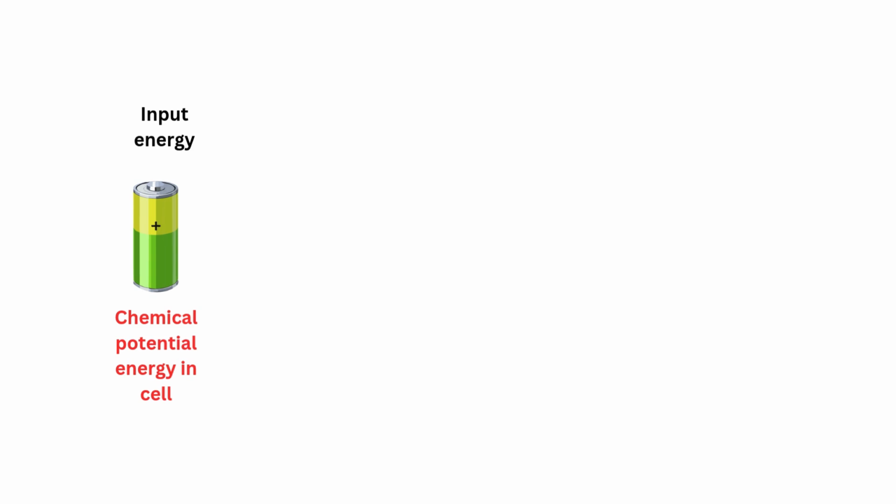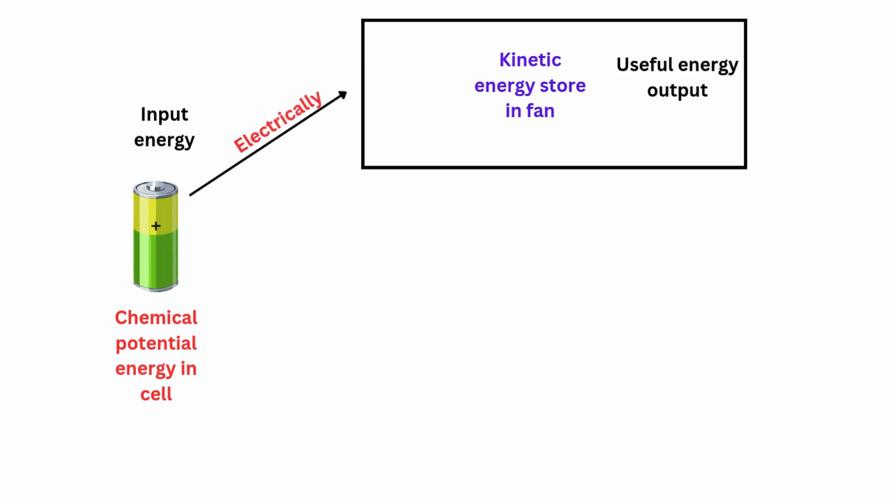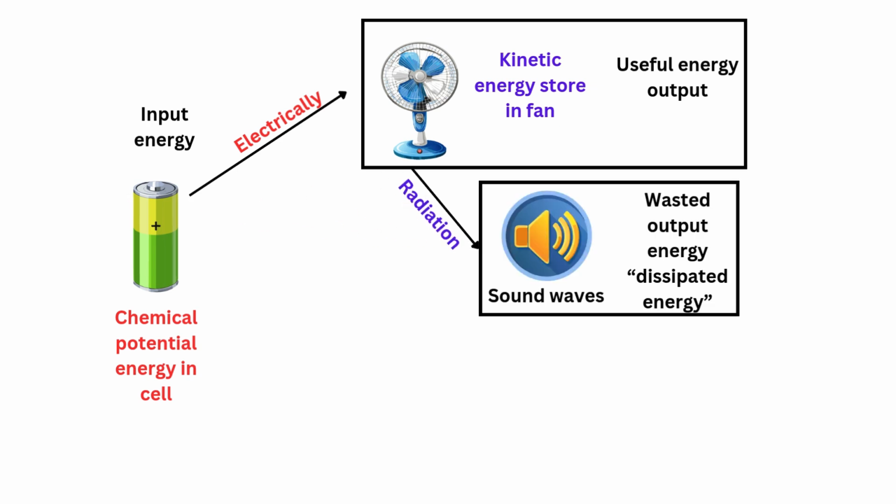The battery or cell contains a source of chemical potential energy, and this will be the input energy. The chemical potential energy in the cell is electrically converted into a kinetic energy store in the fan, so the fan blades can rotate, and this will be a useful energy output. However, some of this kinetic energy store will be converted by radiation into sound waves, which is a wasted output energy, and the energy is dissipated to the surroundings.